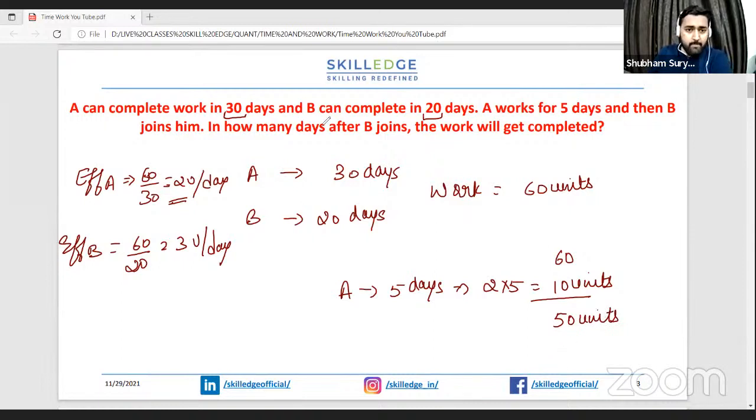Now, who is working? A and B are working together. So if A and B are working together, they can complete a total of 3 plus 2, 5 units of work per day. The work that needs to be done is 50 units, at 5 units per day. So it's going to be 10 days directly.